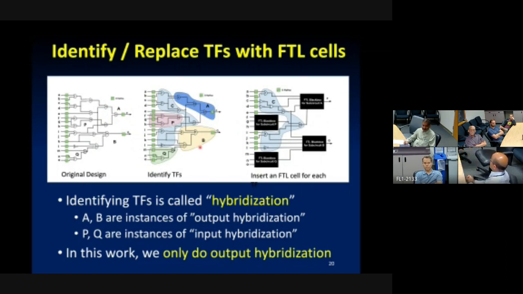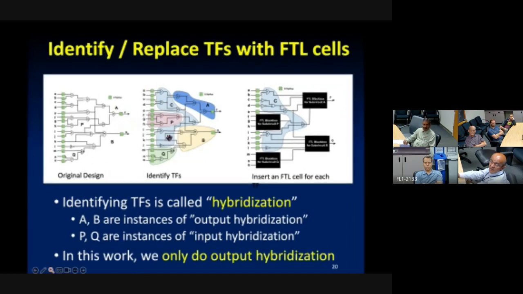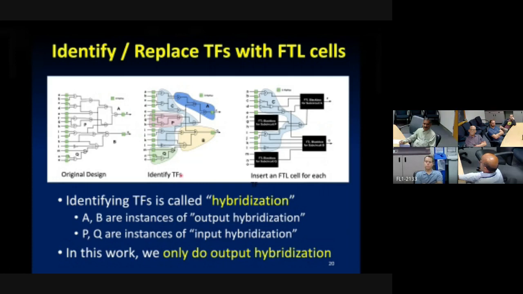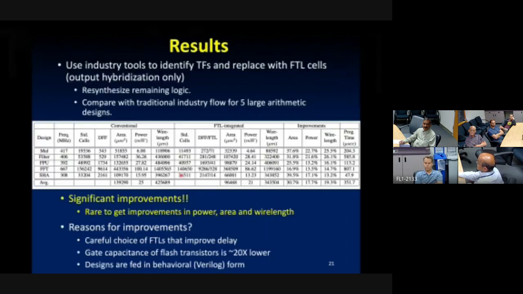So we call it output hybridization. And P and Q are instances of hybridization at the inputs. We call that input hybridization. In this work, in the first work we did, we only do output hybridization. Input hybridization is done subsequently.